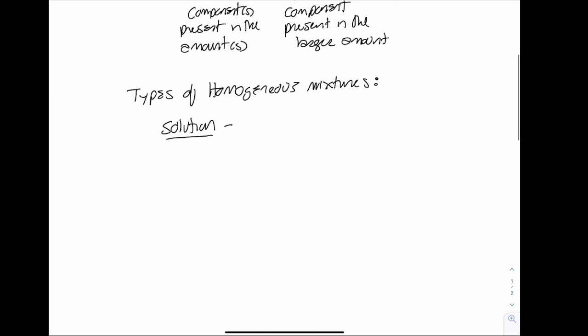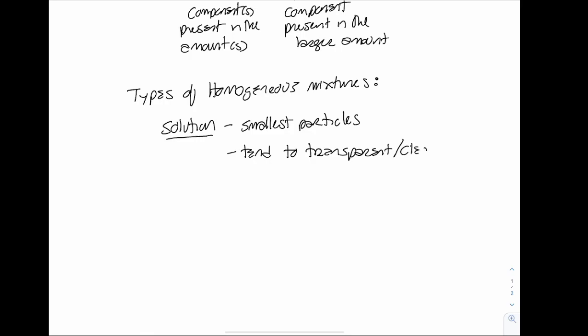But the difference between these, whether something is classified as a solution versus a colloid versus a suspension, is going to be the size of the particles. So of my three types, my solution is going to have the smallest particles. And when I say particles, we're generally talking about the solute particles. So the solute, we would say, is in the solvent. The thing that's being suspended is going to be small. So these are going to have the smallest particles of the three types. They tend to be transparent or clear.